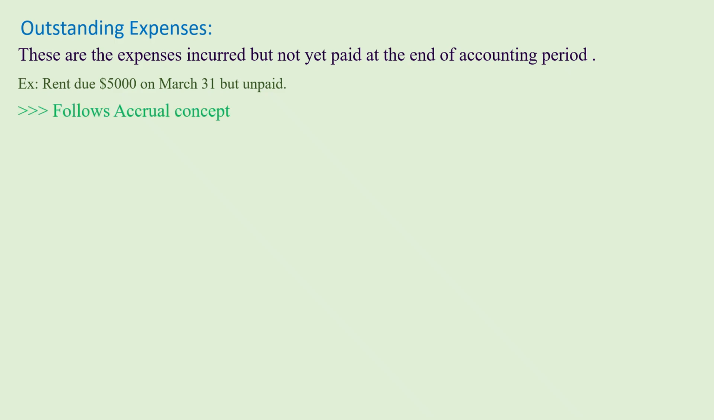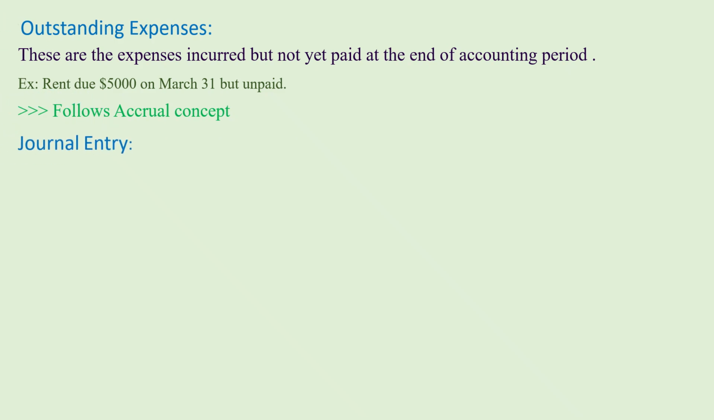So why is it known as a liability due? Because the accrual concept says that if an expense has been incurred, it has to be recorded whether the cash is received or not. If the transaction has occurred, then it has to be recorded. That is the accrual concept. Based on that, these outstanding expenses are also incurred.